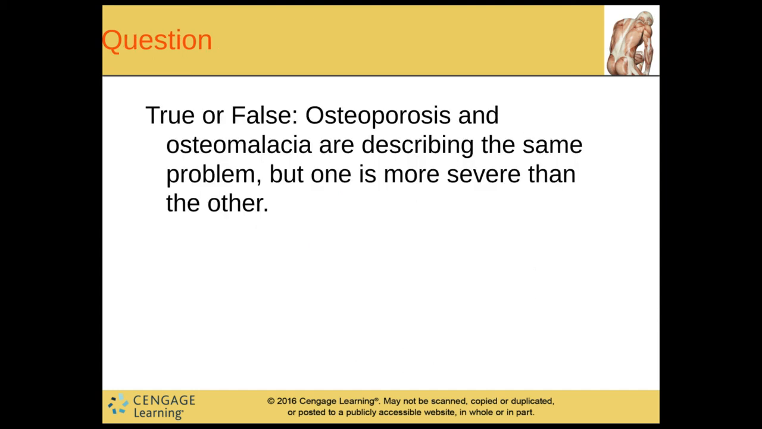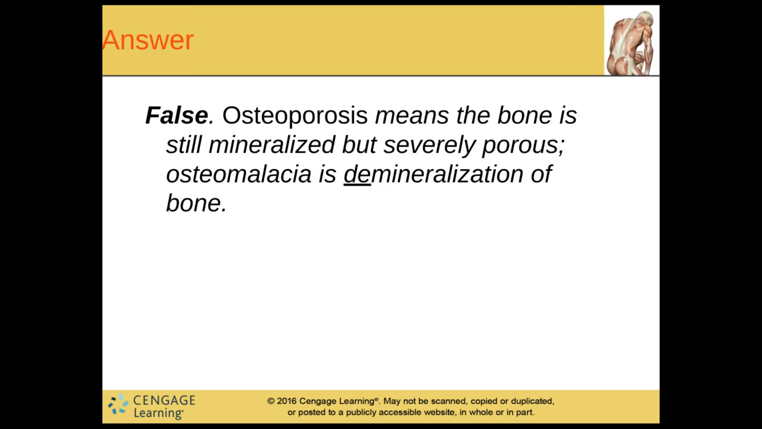So true or false, osteoporosis and osteomalacia are describing the same problem, but one is more severe than the other. Is that true or false? That's false. So osteoporosis means the bone is still mineralized, but it's severely porous. So think of like a sponge, right? And then osteomalacia is the demineralization of the bone. So it takes those minerals out of the bone.